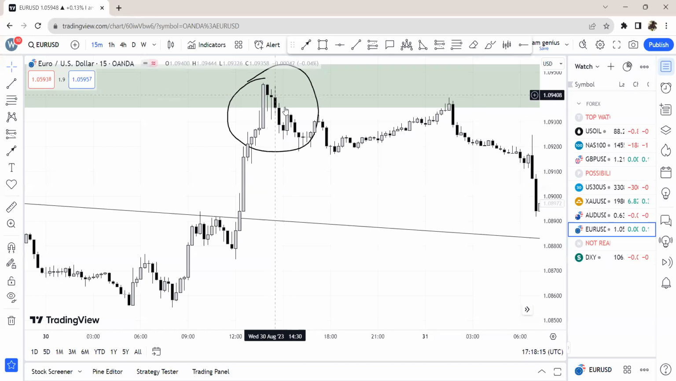Now, what do dojis tell us? Dojis tell us that the momentum has shifted, because if the market is going to continue going in a specific direction, it doesn't need to print small candles, because smaller candles tell us that there's a momentum shift. In short, there's big opposing pressure that's making the body of the candle small.